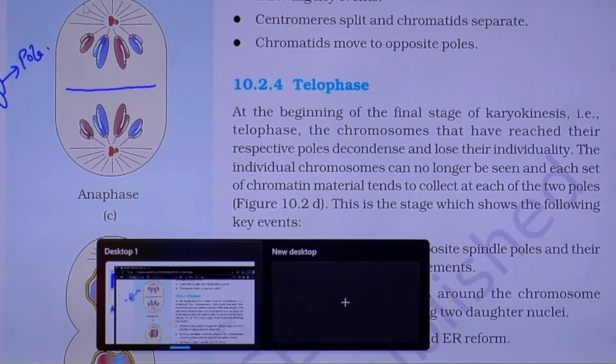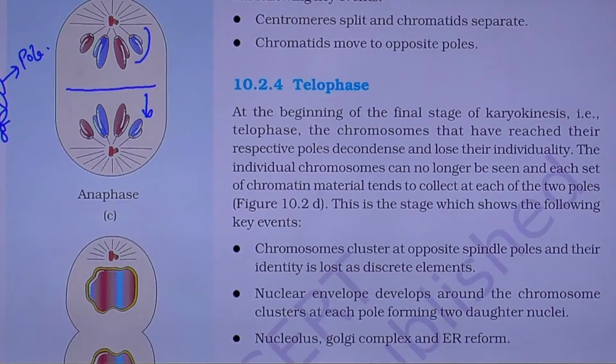See, so this will be like this. It has some key events. The centromere splits and the chromatids separate. This is a centrosome. So the centromere splits, and if the centromere splits, the chromatids also will be separated. Then the chromatids move to opposite poles. So, if the chromatids are separated, they will move into the opposite poles. So, that is anaphase.